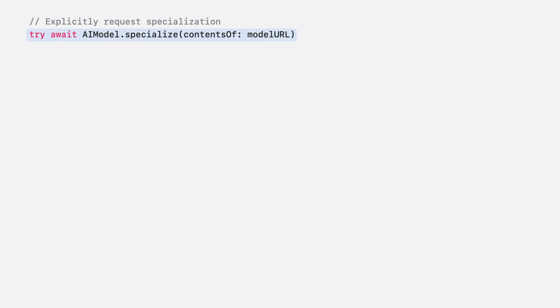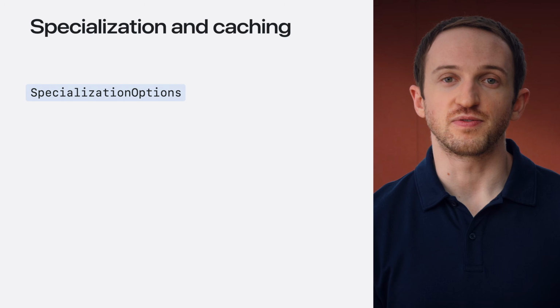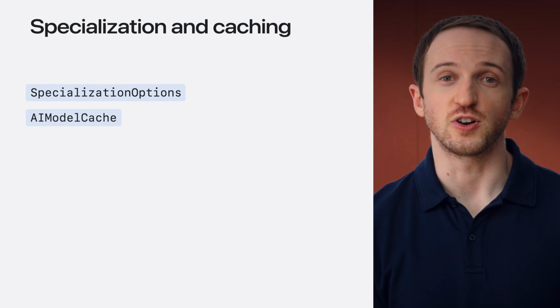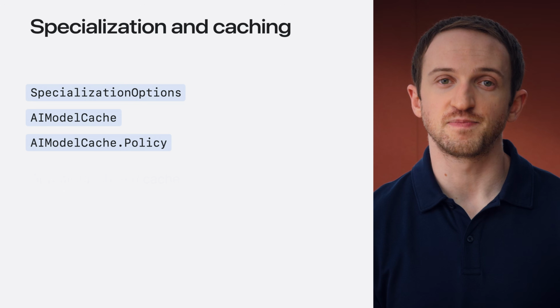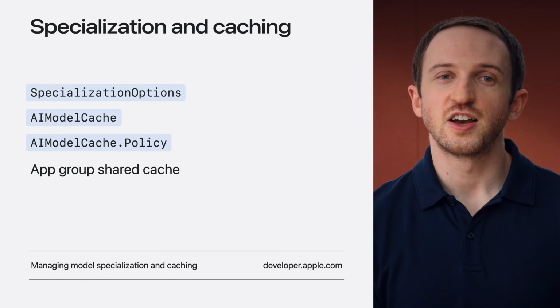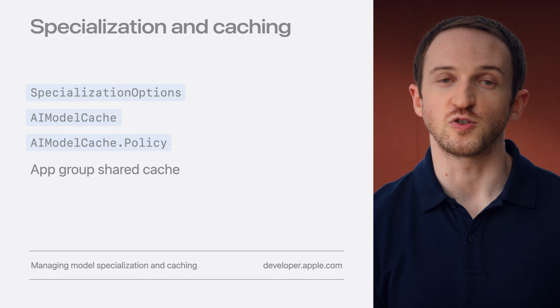Second, you can request model specialization explicitly in your app independent of it being loaded. You can do this after downloading assets or when the user opts into a feature so the model is ready to go ahead of time. And there's a lot more control available. Specialization options help you configure how you want your model to be optimized for inference. With the AI model cache, you can also delete entries you no longer need and control the policy on how long entries persist. You can even share a cache between multiple apps in the same app group. Check out the Managing Model Specialization and Caching article on developer.apple.com to learn more.